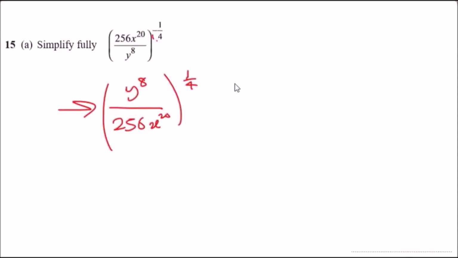And then you just apply the power rules. So here we're going to apply the power of a quarter to every single term. So we're going to have y to the power 8 times a quarter. If you've got a power, you just times the powers. We've got 256, that also has a power of a quarter now. And we're also going to have x to the power 20, times by a quarter.